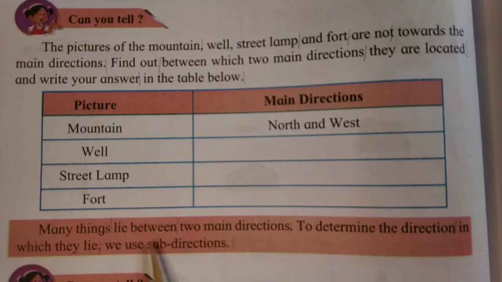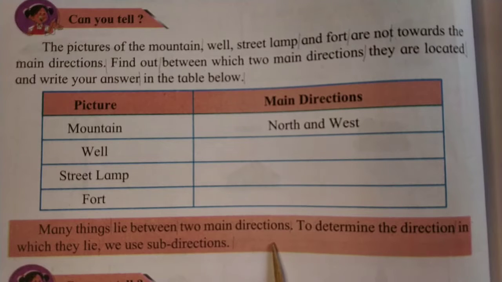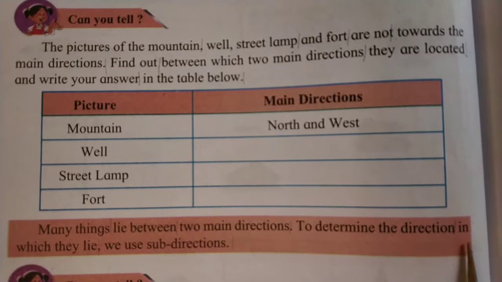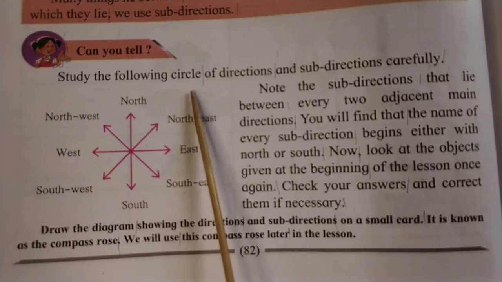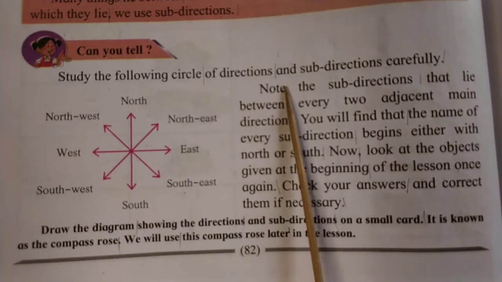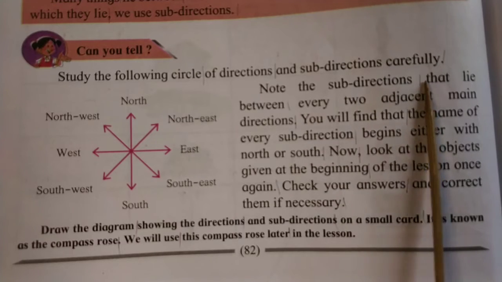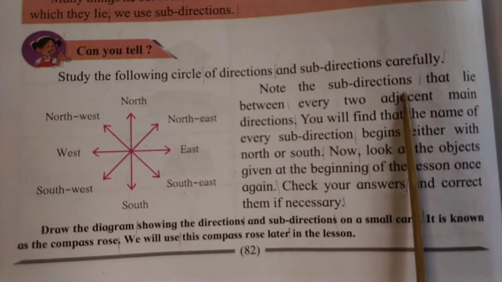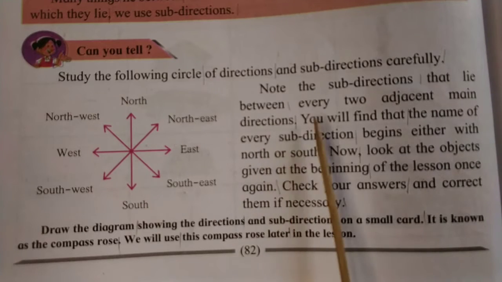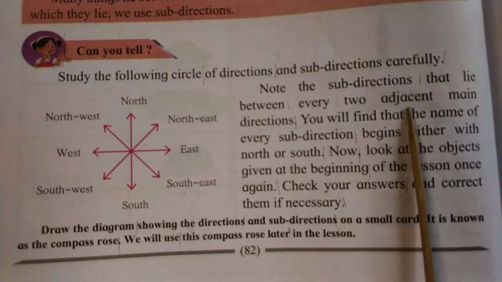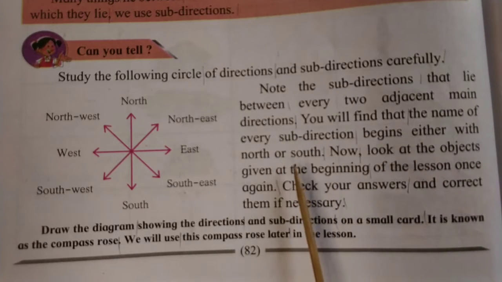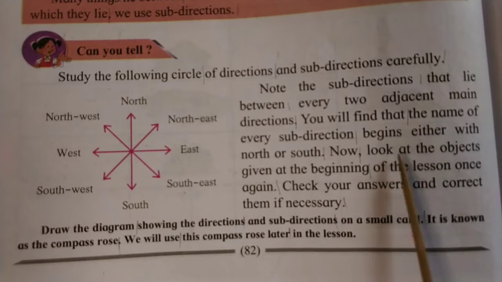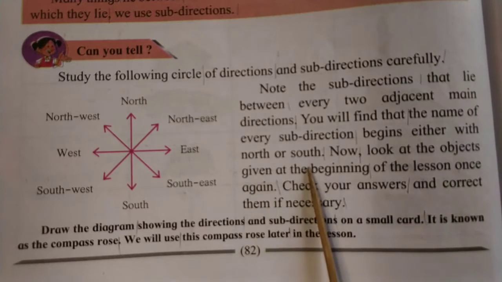Many things lie between two main directions. To determine the direction in which they lie, we use subdirections. Can you tell? Study the following circle of directions and subdirections carefully. Note the subdirections that lie between every two adjacent main directions. You will find that the name of every subdirection begins either with north or south.